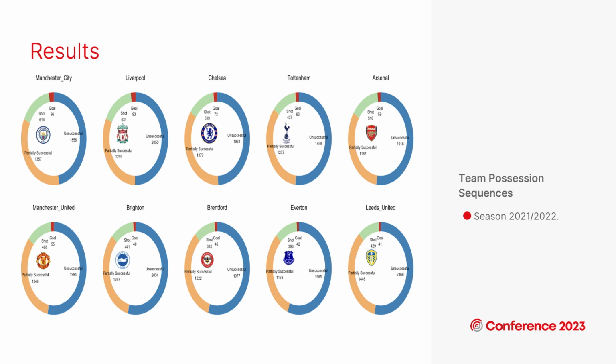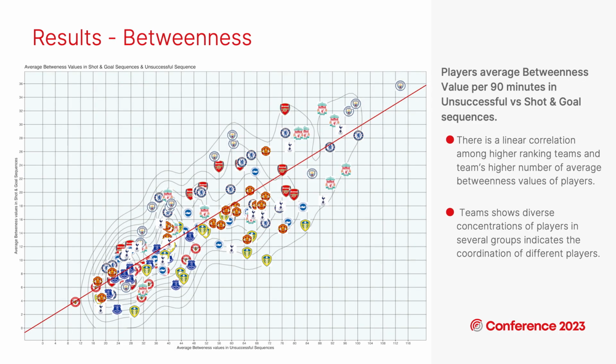Manchester City's goals are the highest, with shot and goal attempts as well, and they have the fewest unsuccessful sequences. If we compare to Leeds United, which has the highest number of unsuccessful sequences in comparison to shot and goal sequences, there is an inverse relationship.